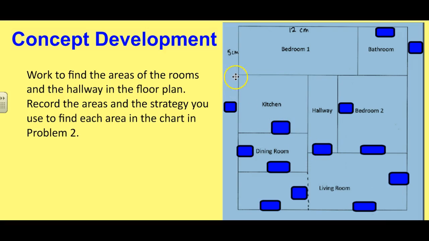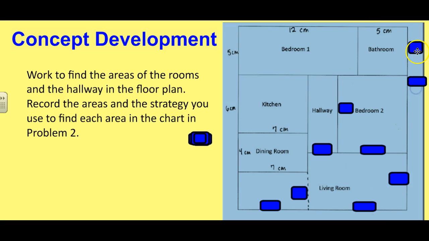Okay, so for the kitchen, this side length right here was 6 centimeters, and this side length right here was 7 centimeters. For the dining room, this side length was 4 centimeters, and this side length was 7 centimeters. For the bathroom up here at the top, this side length was 5 centimeters, and this side length of the bathroom was 5 centimeters. For bedroom 2, this side length was 8 centimeters, and this side length was 7 centimeters.